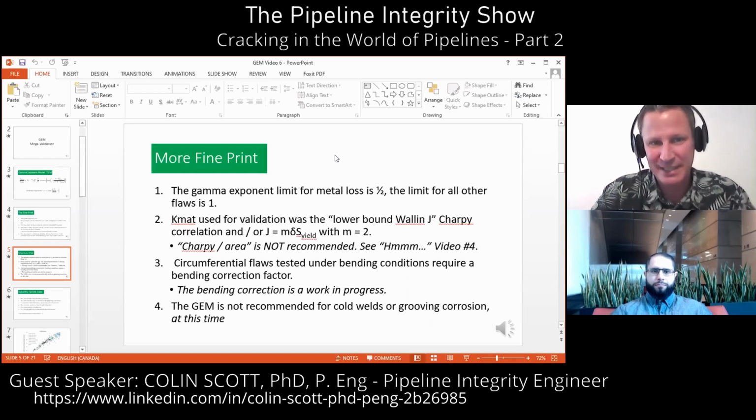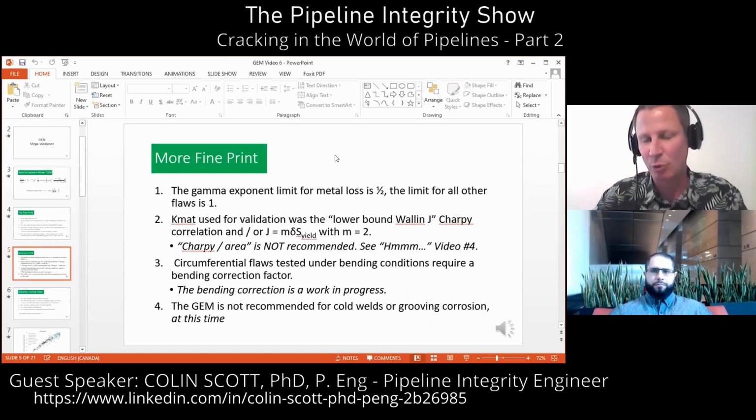More fine print: the toughness that I use is the lower bound Charpy-J correlation that you'll find in API 579. I've also needed to use some CTOD factors on some of my work here. So you can use the J integral equals M times delta times yield strength, with M equals 2. That's a fairly standard equation where delta is your crack tip opening displacement.